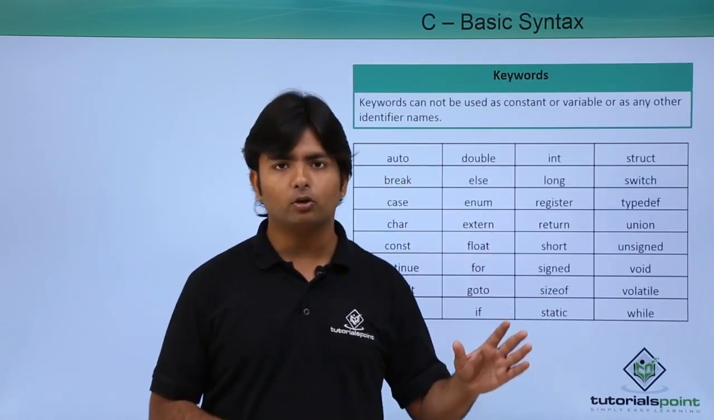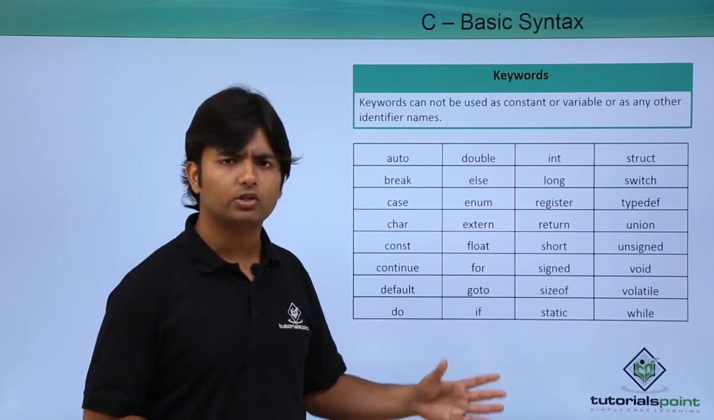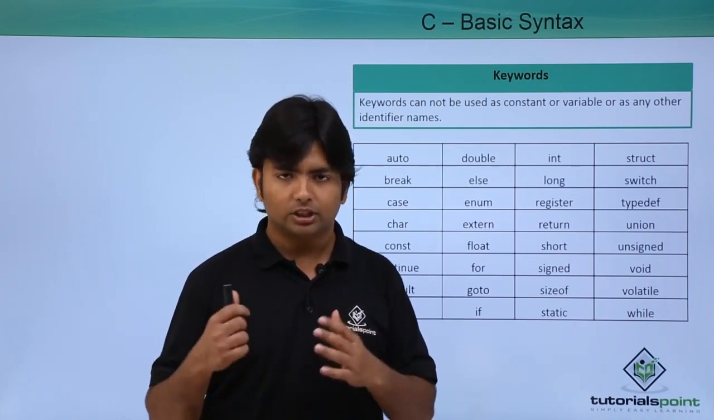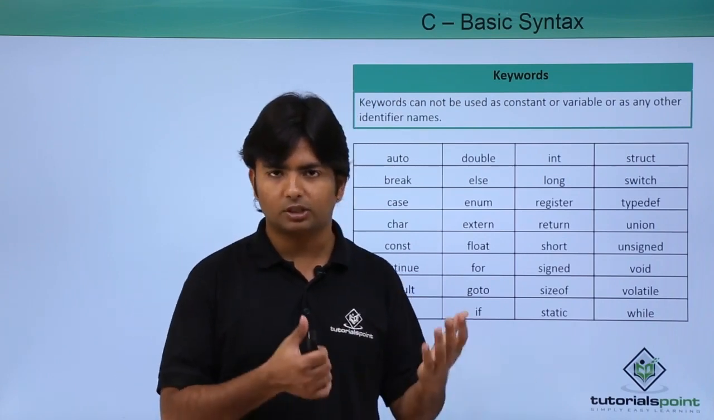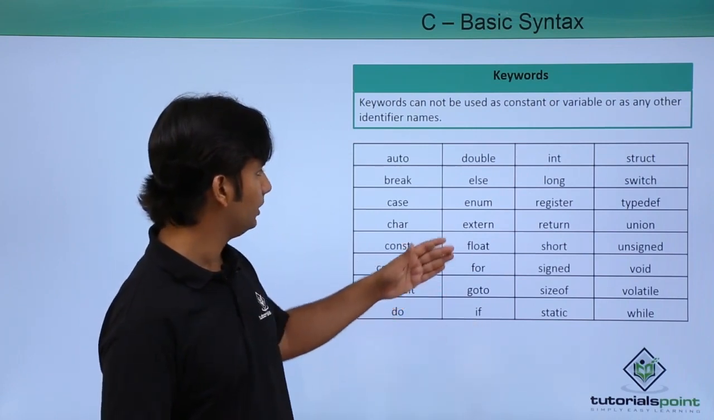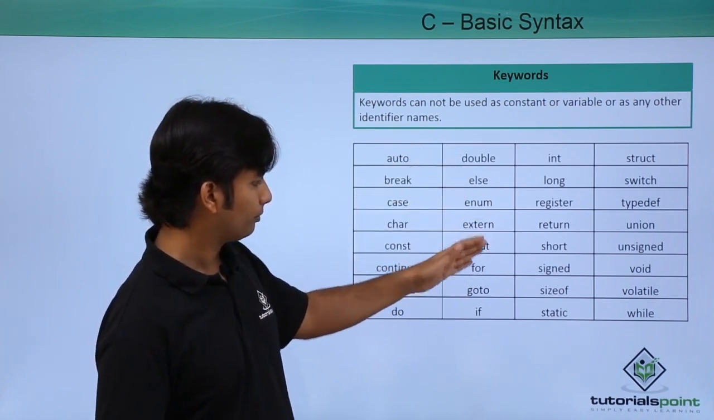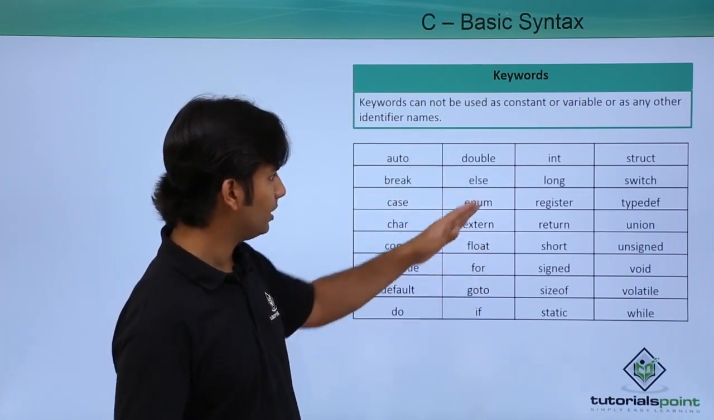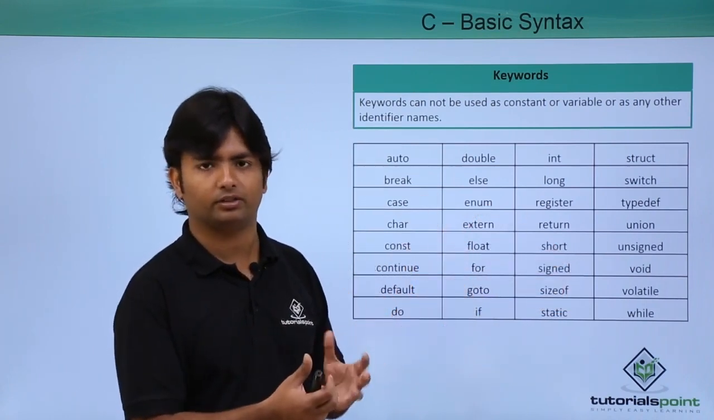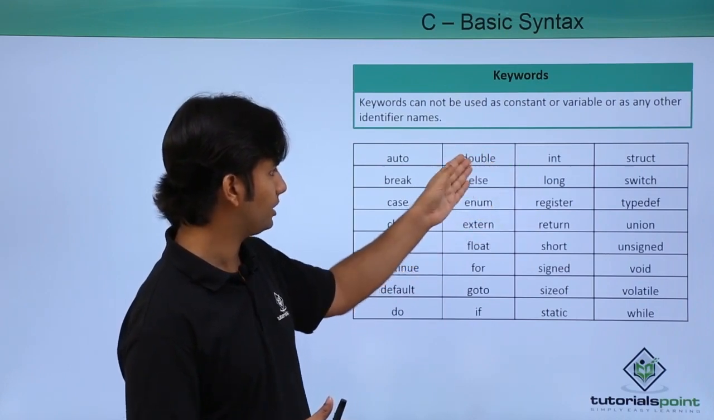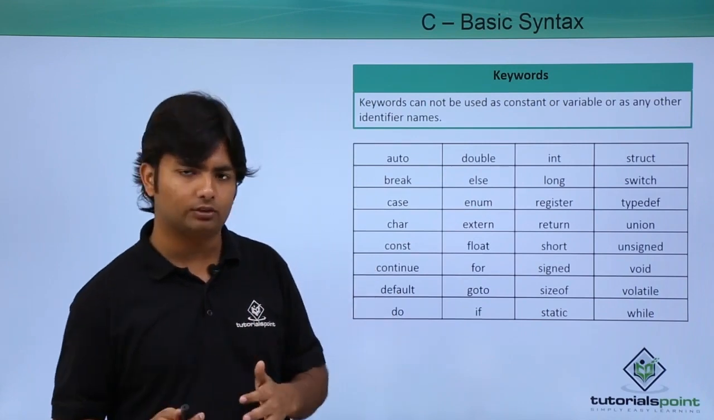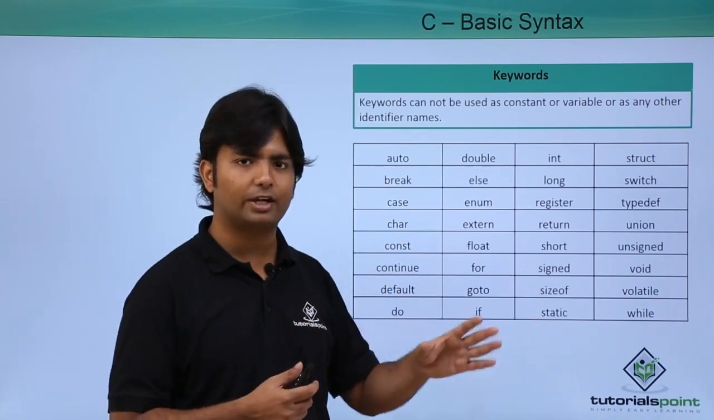Now let's talk about some keywords. In C language we have 32 keywords, each with a specific task. Some of them are for data types, some for returning, some for control statements. For example, here you can see for is a loop, right? If statement, do, while, these are the basic control statements. Similarly, you can also find the data types like double, int, long, float. So overall we have 32 keywords in C language.